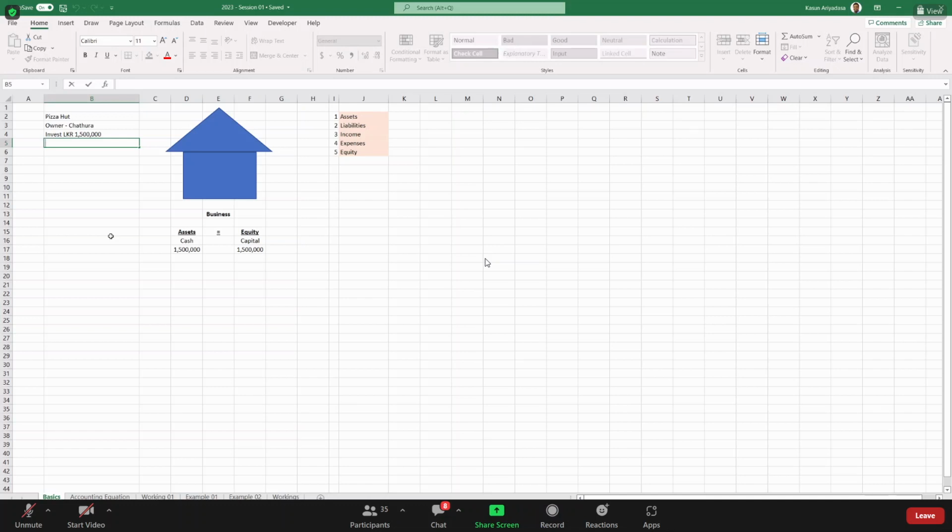So he is taking a bank loan of 500,000 from, let's say, BOC, Bank of Ceylon. Now the business is taking a bank loan of 500,000 from BOC. Now tell me where that's going to affect. Again, there are 5 items: asset, liabilities, income, expenses, and equity. Tell me where that's going to affect.